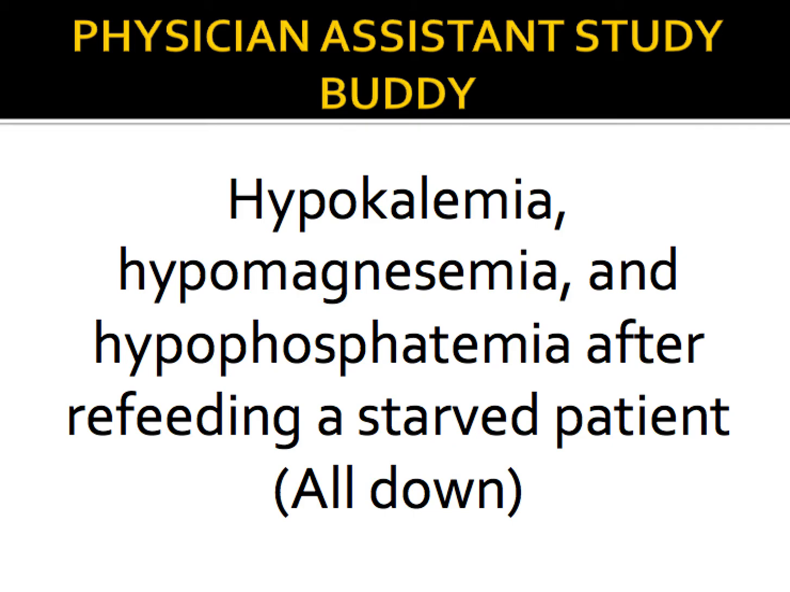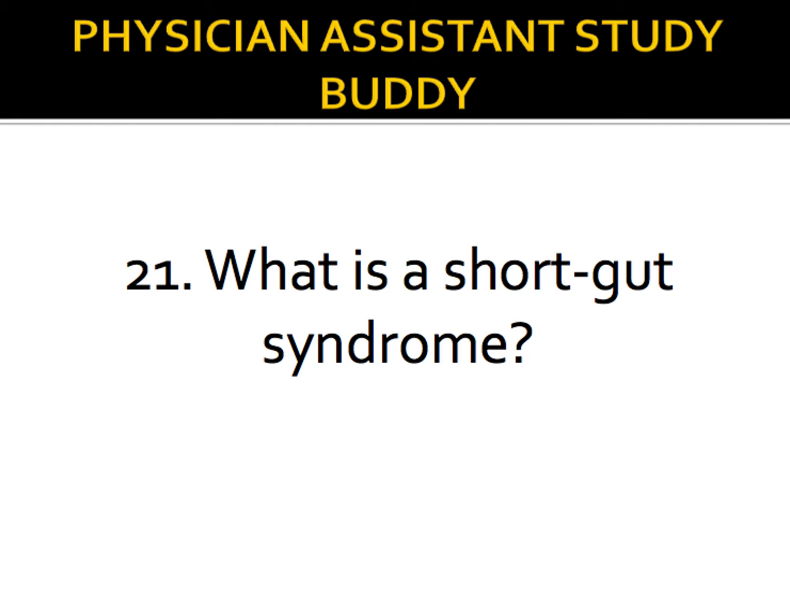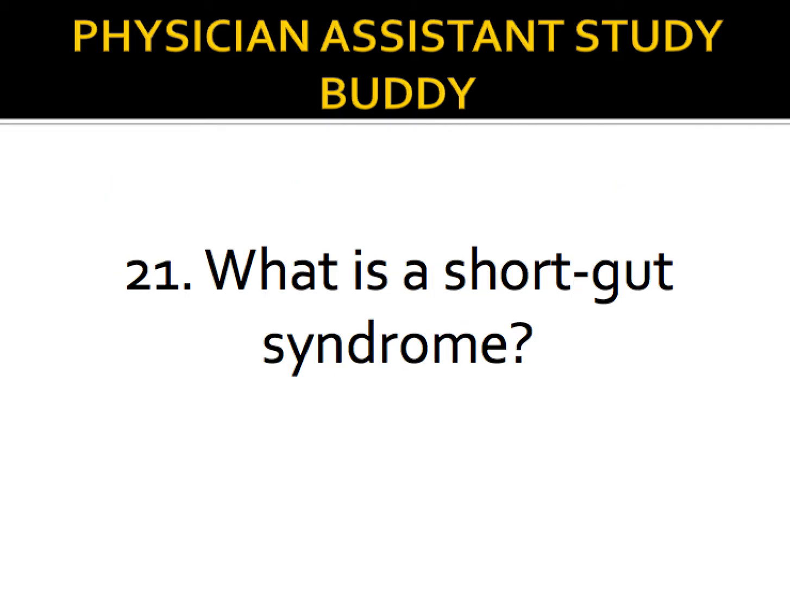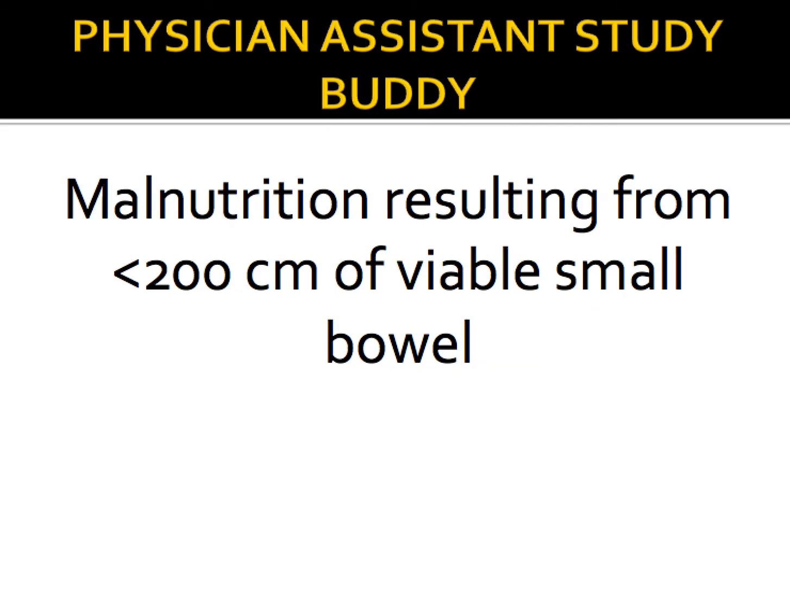Hypokalemia, hypomagnesemia, and hypophosphatemia after refeeding a starved patient. What is the short gut syndrome? Short gut syndrome is malnutrition resulting from less than 200 centimeters of visible small bowel. So they may give you an image and talk about a very short small bowel, less than 200 centimeters, and they may ask you what is the most likely syndrome, and you're going to say short gut.